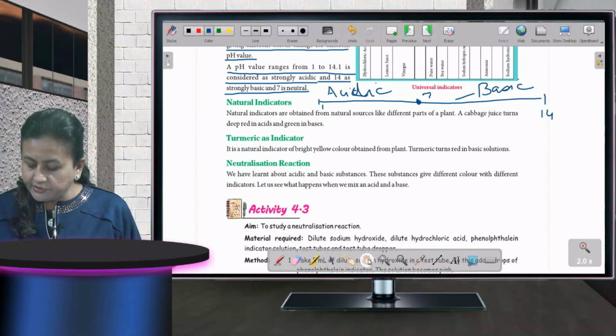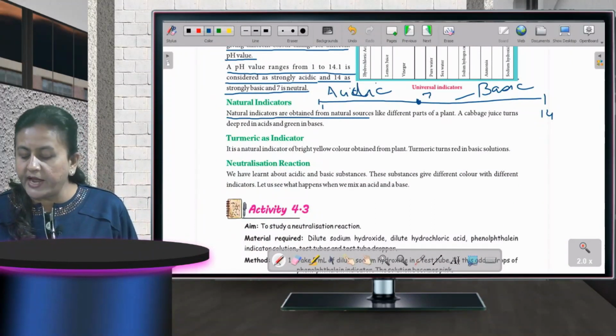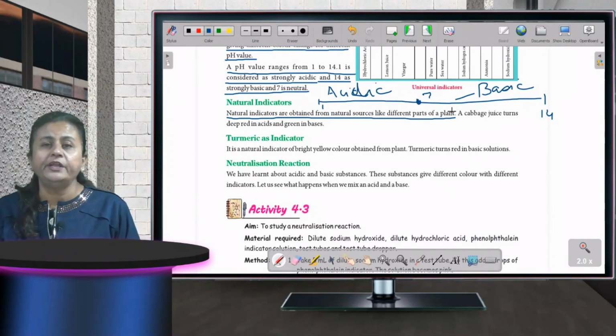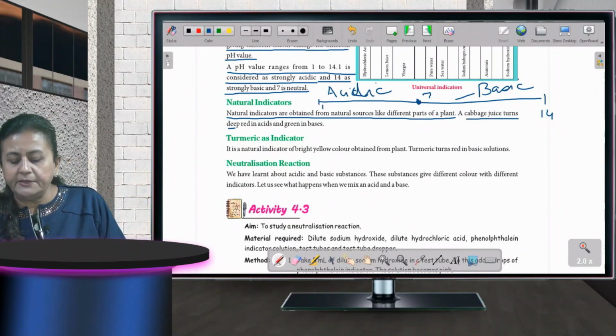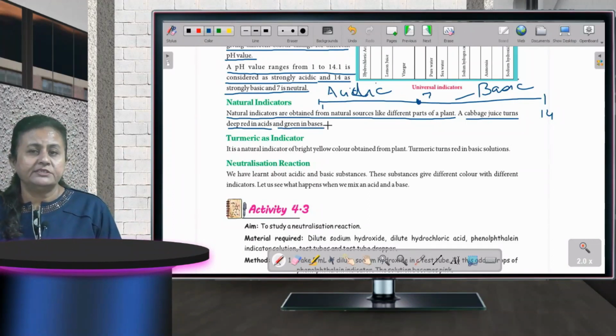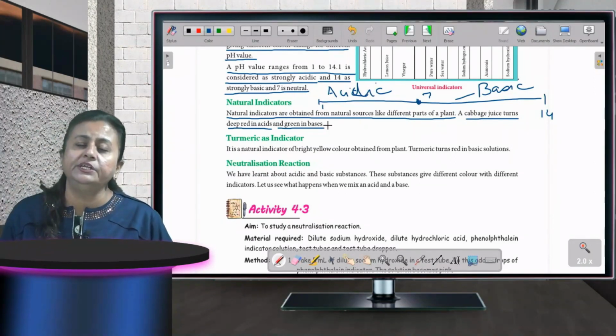natural indicators. What are natural indicators? Natural indicators are obtained from natural sources like different parts of a plant. If you take cabbage juice, it turns deep red in acids and green in bases. Cabbage, you must have seen it. If you take its juice and mix it with acid, it gives you a deep red color.